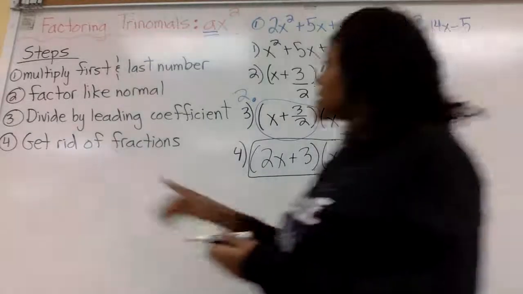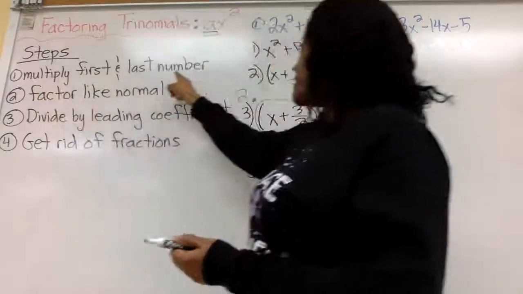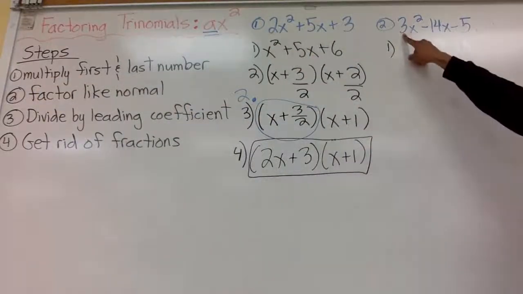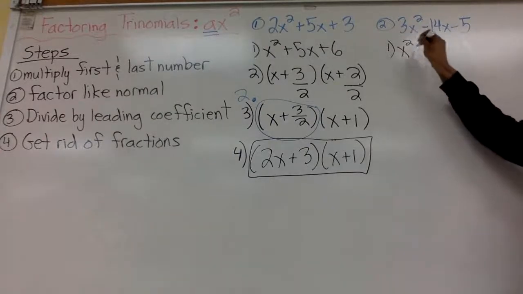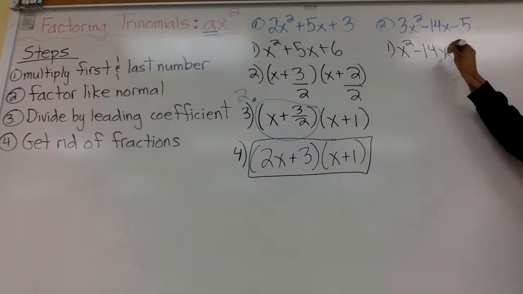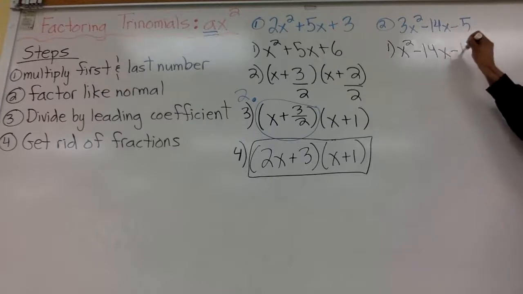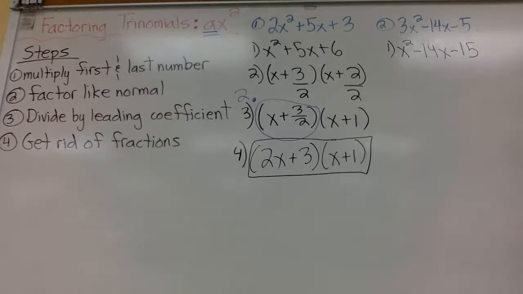All right, step 1 says multiply the first and the last number. So we're going to multiply 3 times negative 5. That's going to give me x squared minus 14x, and 3 times negative 5 is negative 15. So that's step 1. So you now should have x squared minus 14x minus 15.